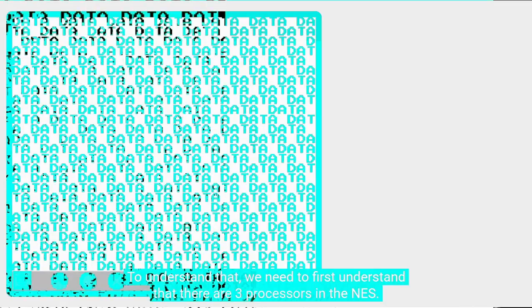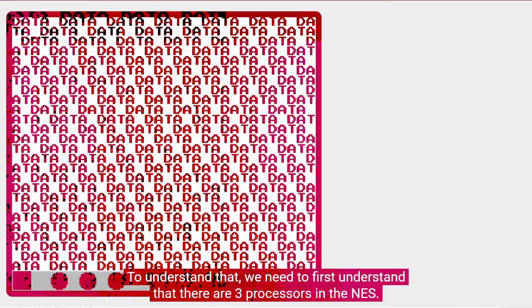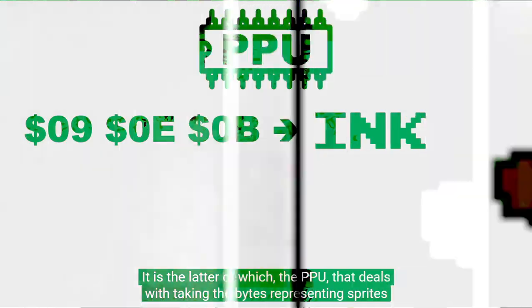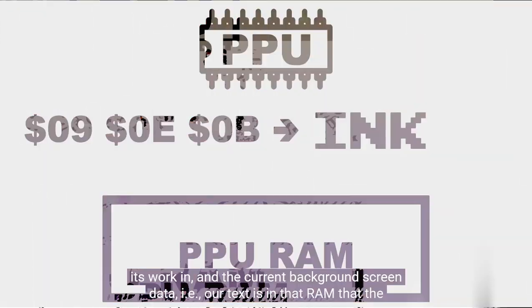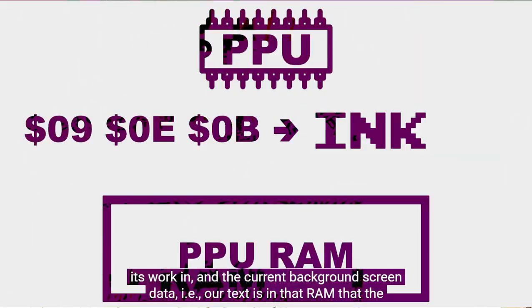Now, where is my text data in memory right now? To understand that, we need to first understand that there are 3 processors in the NES: the central processing unit, the audio processing unit, and the picture processing unit. It is the latter of which, the PPU, that deals with taking the tiles representing sprites and turning them into actual images. In order to do this job effectively, the PPU has been given its own dedicated RAM to do its work in, and the current background screen data, i.e. our text, is in that RAM that the PPU has exclusive access to, specifically in a section called a name table. And that's where I want it to stay.